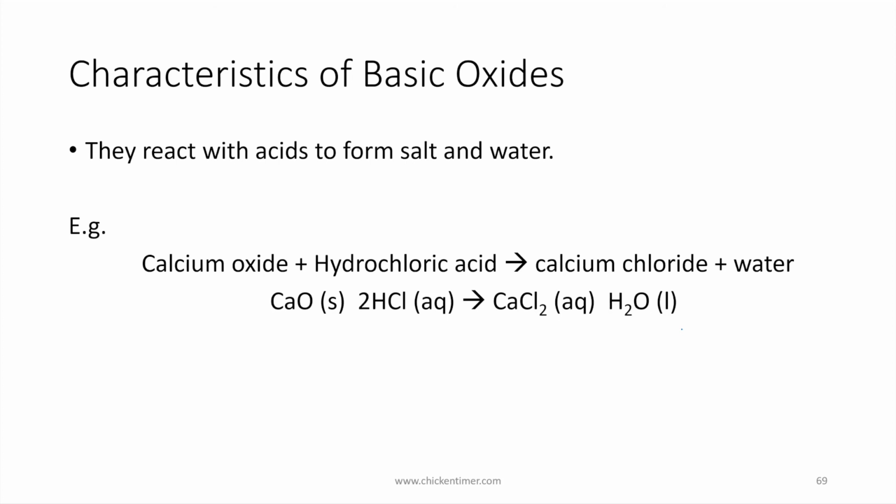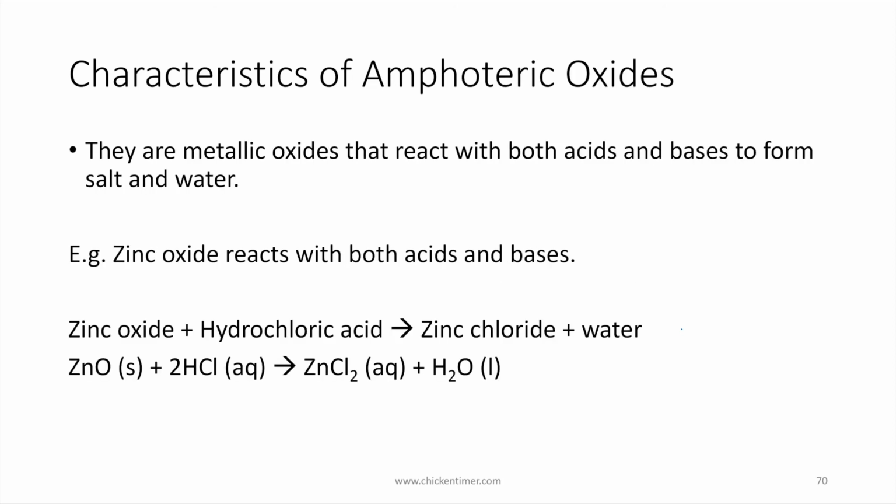So then you have the chemical equation here. Calcium oxide plus hydrochloric acid give you calcium chloride and water. They might expect you to write this. Then the third type, which is the amphoteric oxides. Amphoteric oxides are also metal oxides. They are a bit special because they react with both acid and bases to form salt and water.